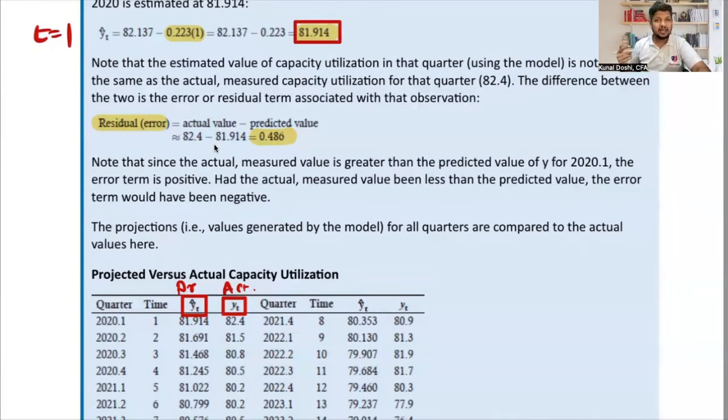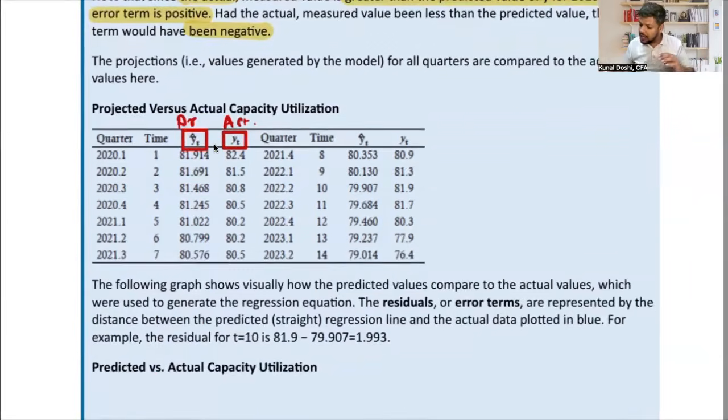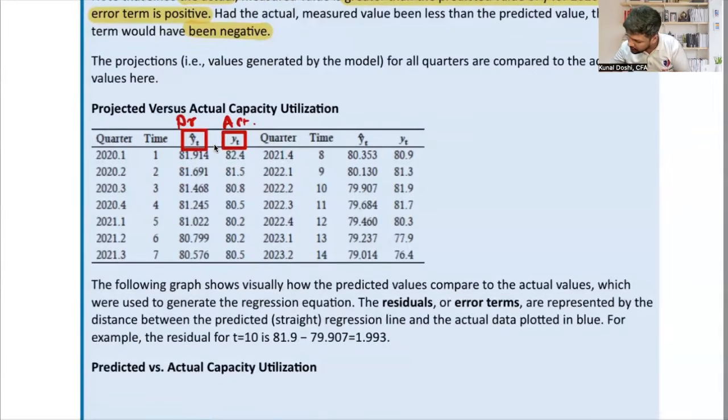Now, if I put the projected trend line, of course, you know, the actual and the projected won't be the same, correct? So since the actual measured value is greater than the predicted value, the error term is positive. I got the error term here as positive, everyone in the class. Why? Because the actual value was more. Of course, it can be negative also. So it's not that always it will be positive. It can be negative also, right? This way, they've done the comparison for all the quarters.